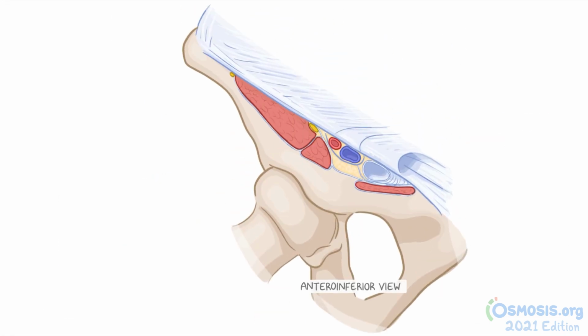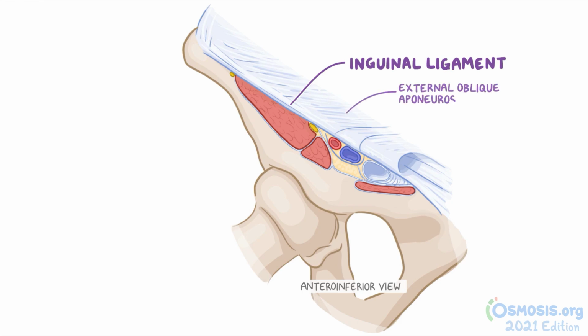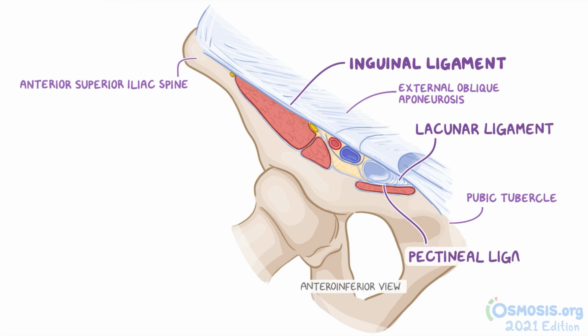One important structure in this region is the inguinal ligament, which is a thick fibrous band formed by the inferior border of the external oblique aponeurosis. The inguinal ligament extends from the anterior superior iliac spine of the ilium to the pubic tubercle on the pubic bone. Medially, the inguinal ligament's attachment to the pubis is reinforced by a number of smaller fibrous extensions, including the lacunar ligament and the pectineal ligament.